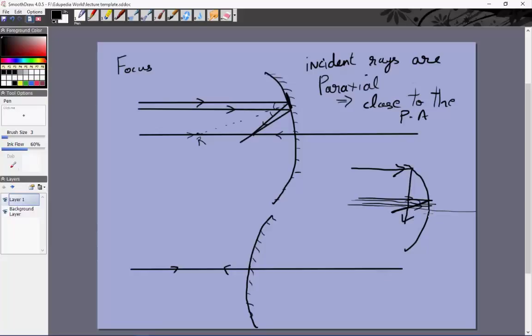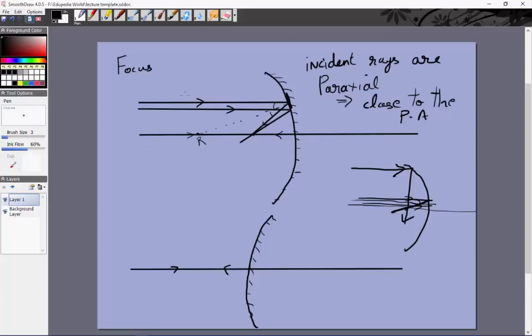and it will make things more complicated. So while we are doing the mirror formula and lens formula, we'll make many assumptions, and those assumptions will all come from the fact that we are assuming that all the incident rays are paraxial. That means they are close to the principal axis. This distance is quite small compared to the radius of curvature.